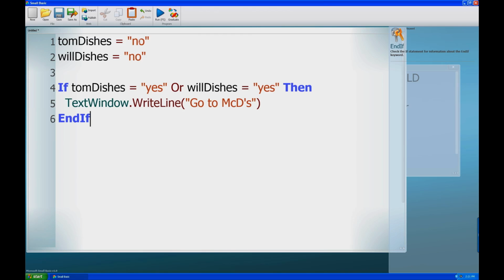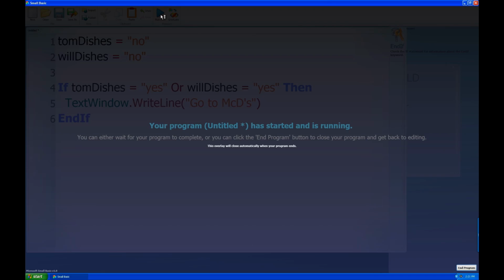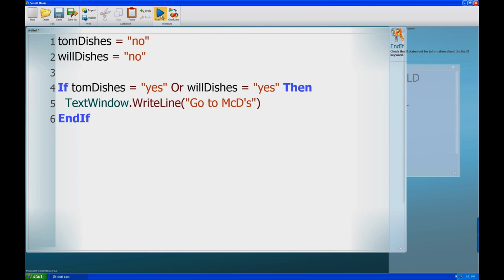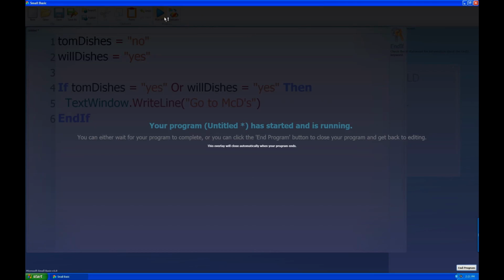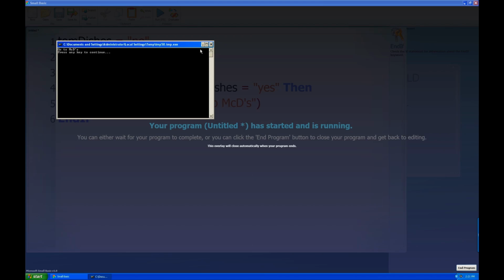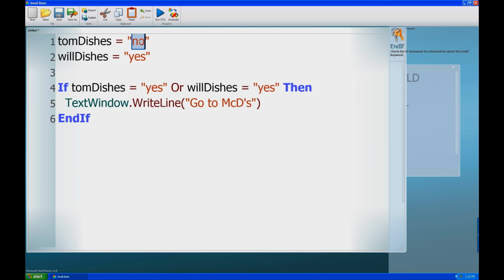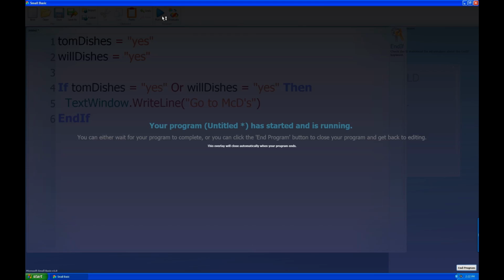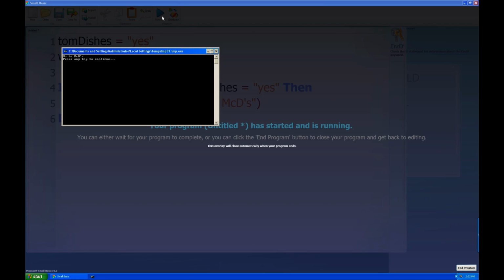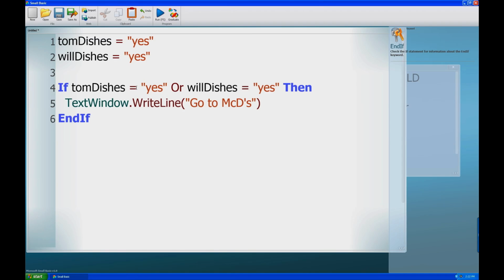Now in this situation they're both no. And if I run this condition, it means we don't get to go to McDonald's. However, if one of them is yes, we get to go to McDonald's. And it doesn't matter which one is yes. And also, if both of them are yes, again we get to go to McDonald's.